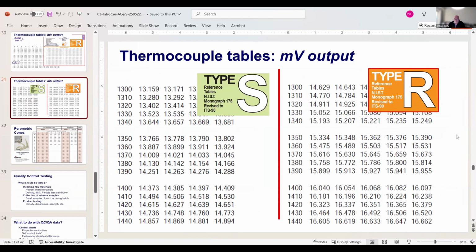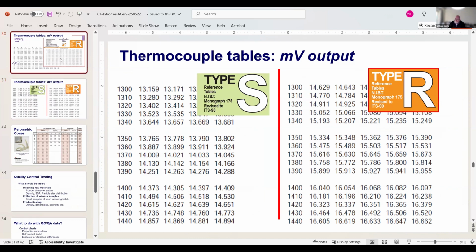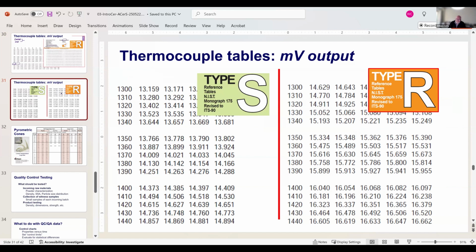We've run into this before, type S and type R. You look at them, they look the same. Type R was 13%, okay? This is 10% rhodium. This is 13% rhodium. And so what's the difference? Oh, well, let's look at this.